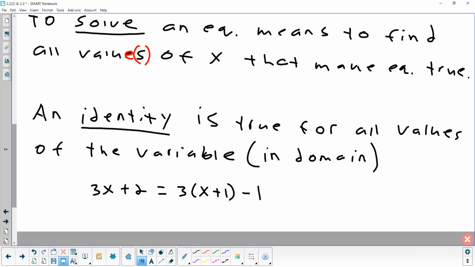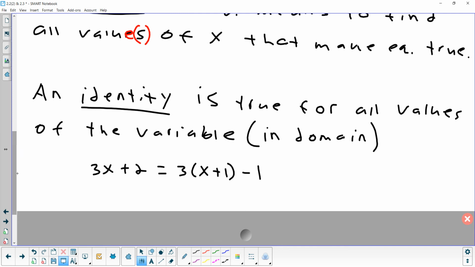Can anyone tell me why is this equation an identity? What makes it an identity? Yeah, Amanda? Because when you distribute the 3 and then subtract 1 from it, it's equal to the other side. Yeah, you get exactly the same thing.